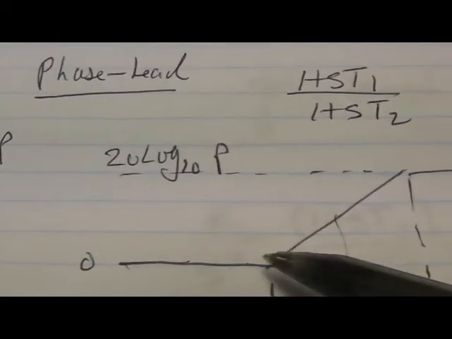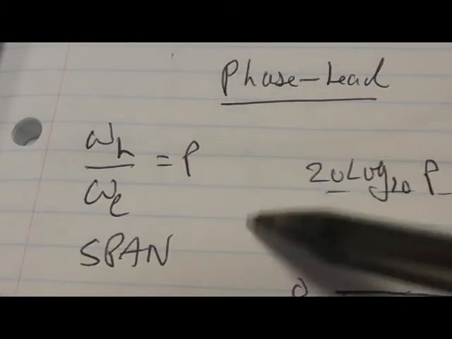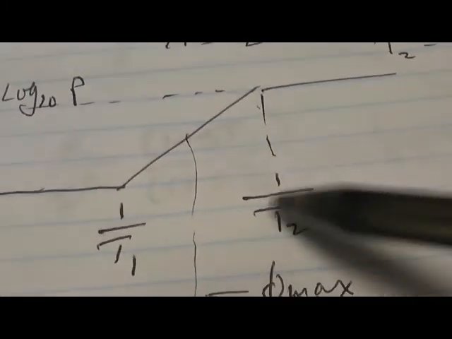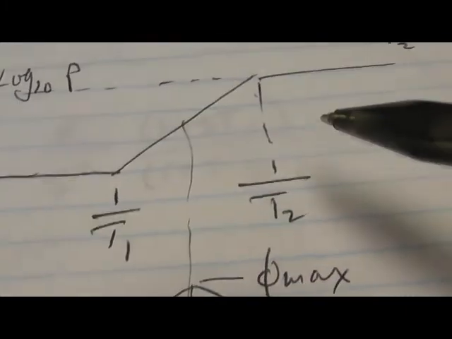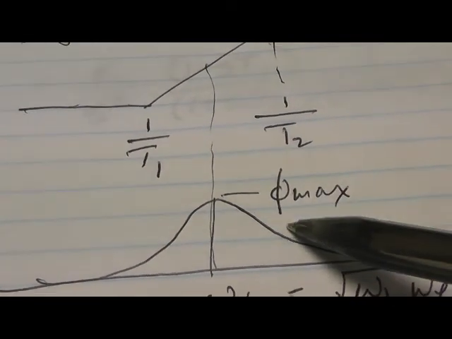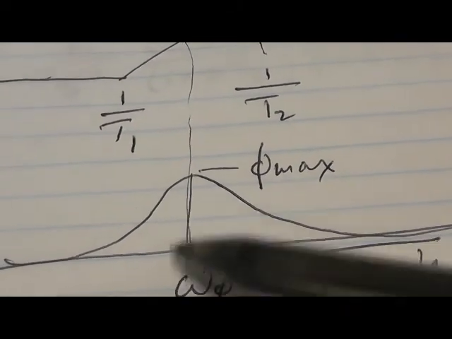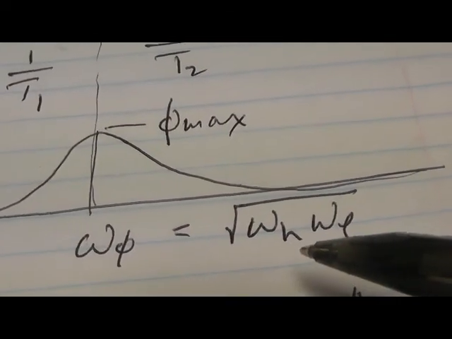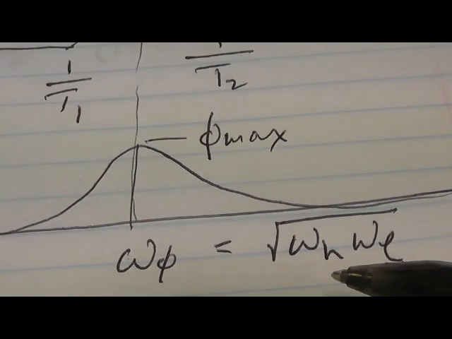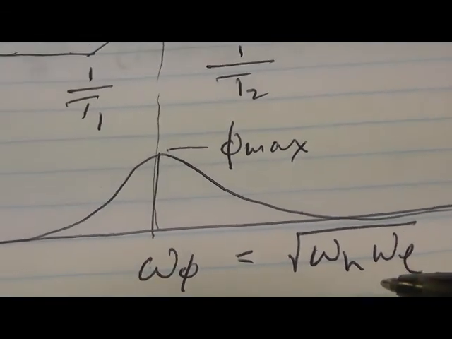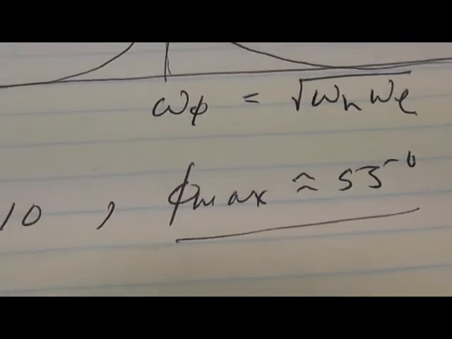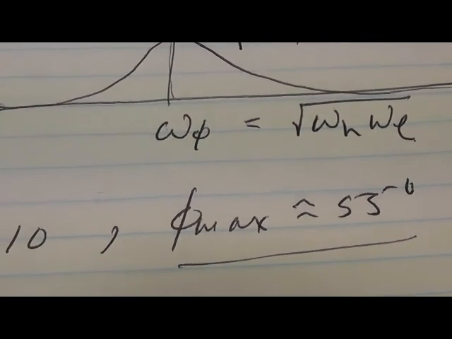I normally make that about 10 to 1. So sort of omega high over omega low, I normally call it. This guy's omega high, that's omega low. And if we plot the phase, it goes up to a nice symmetrical maximum and comes down. And the maximum phase occurs at the geometric root of omega high and omega low, square root of omega high, omega low. And that gives us about 55 degrees of phase margin.